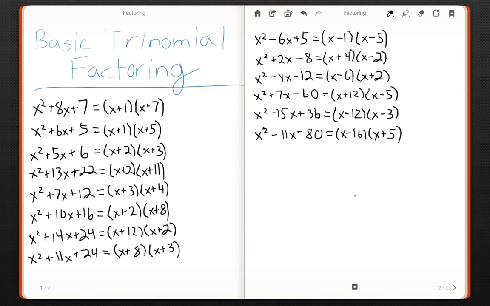Okay, so these are just a few examples, but we covered most of the different types of basic trinomials that you will see for factoring. This is something that takes a lot of practice to get good at so that you can do it quickly and not make errors. So you should definitely do some practice before moving on to the next video where we get into much more advanced factoring.